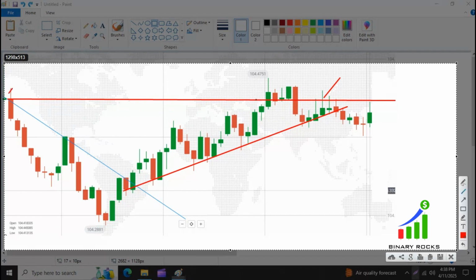Here it is respecting resistance, support. Again, it is respecting. Okay. Sorry, I forgot to mention this one. And this is a resistance. Okay.